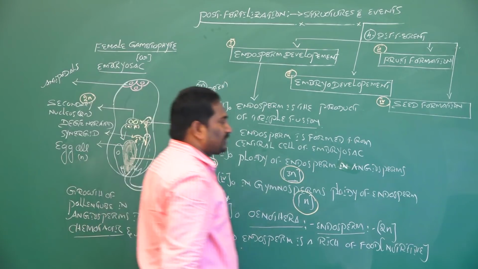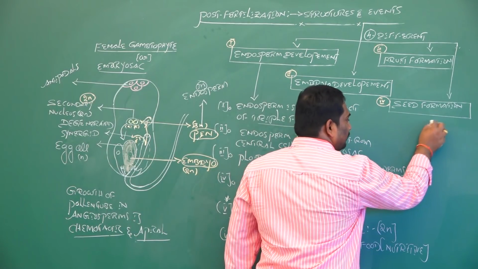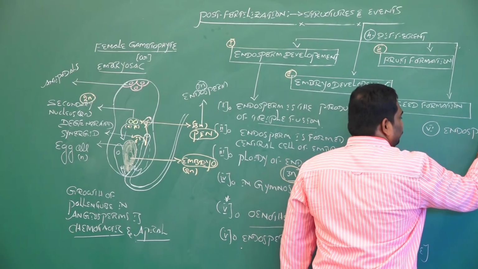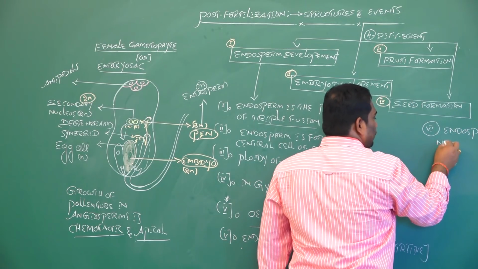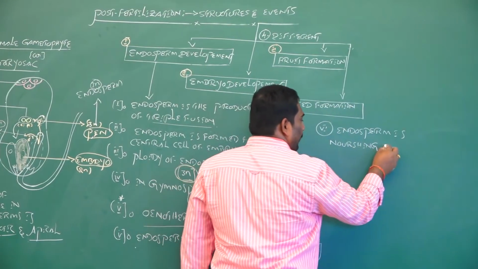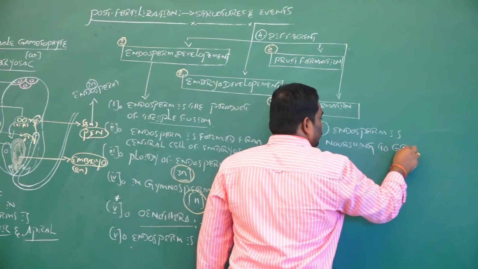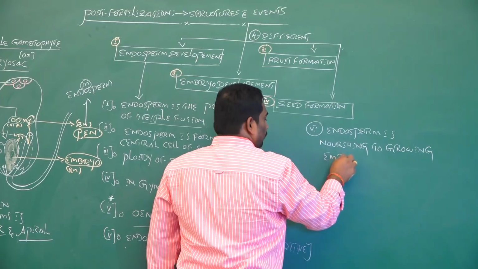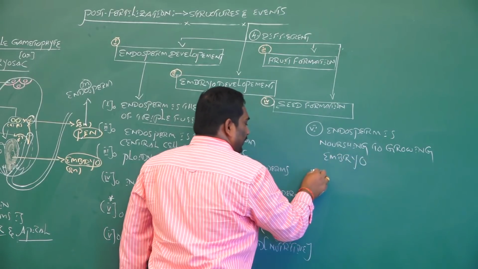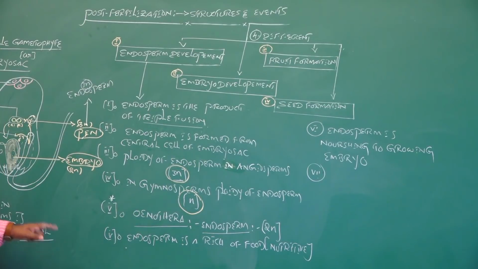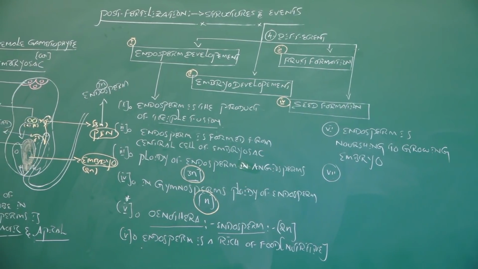The sixth characteristic feature is that endosperm is nourishing, or providing nutrition to, the growing embryo. The next general characteristic features of endosperm.